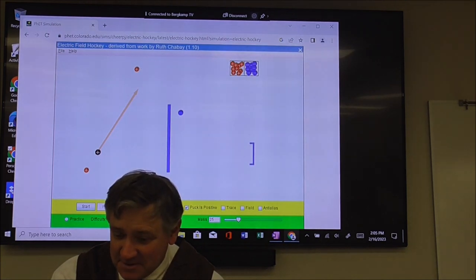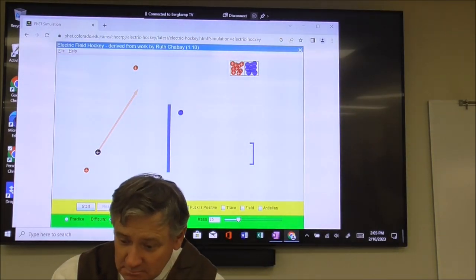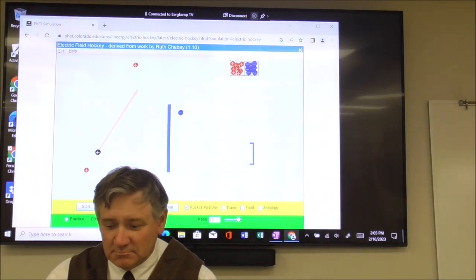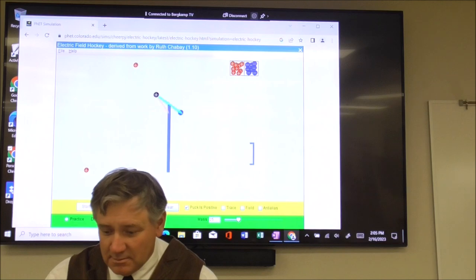So, Louis, what do you want to do? Just push it up like there? No, a little bit more. A little bit more. Why don't we just put a red right below the goal? That's what I said. Okay, are we good? So you want to try this one? Yeah, sure. Let's try.